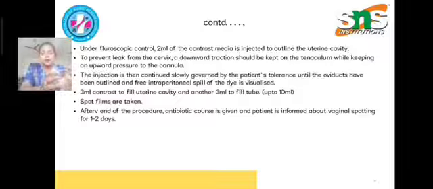After the injection of the contrast, we have to ensure that the contrast reaches the intraperitoneal cavity and is visualized. Another 3 ml of contrast is introduced into the uterine cavity, and another 3 ml is injected through the tube. Up to 10 ml of contrast media is injected. Spot films are taken in AP projections. After the end of the procedure, an antibiotic course is given to the patient, and the patient is informed about vaginal spotting for 1 to 2 days.